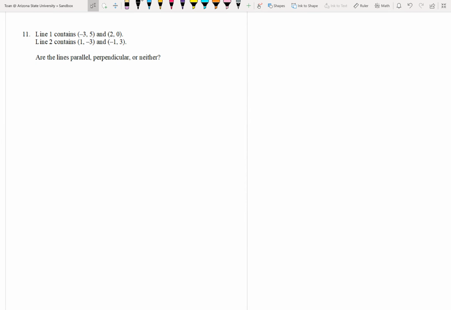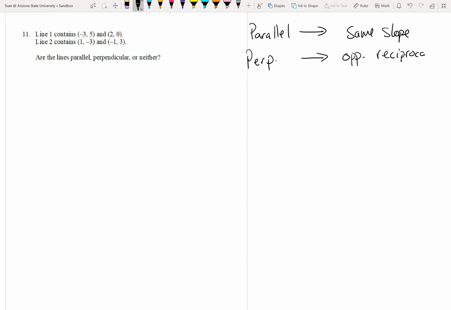Number 11, again, it was just knowing what parallel and perpendicular meant in terms of slope. To refresh our memories, parallel implies that the slopes are the same, and perpendicular implies the slopes are opposite and reciprocal. If the slopes are not any of these, then it's just neither. So let's do the slope of number 1.